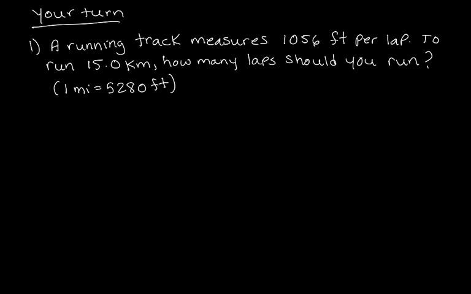Okay, go ahead and try this on your own and then replay the video to see if we got the correct answer. In this case, we have a running track that measures 1056 feet per lap. To run 15 kilometers, how many laps should you run? And we have the conversion factor that 1 mile is equal to 5,280 feet. So it seems that these are our conversion factors.